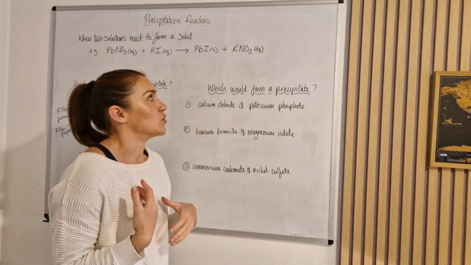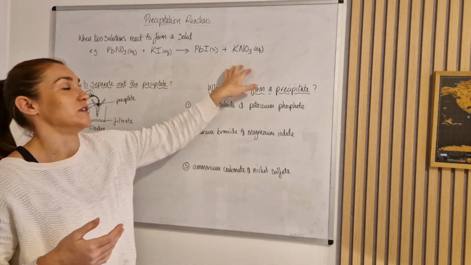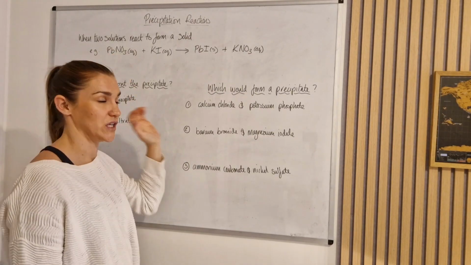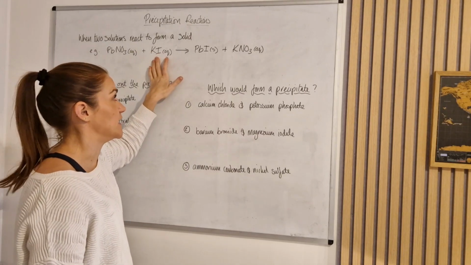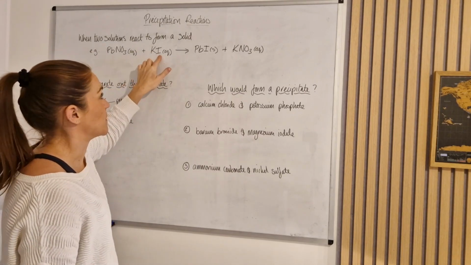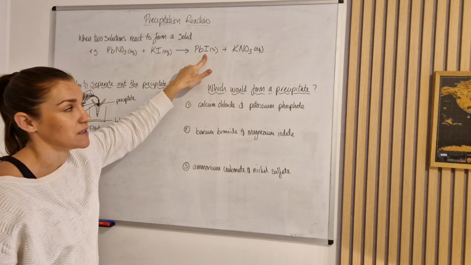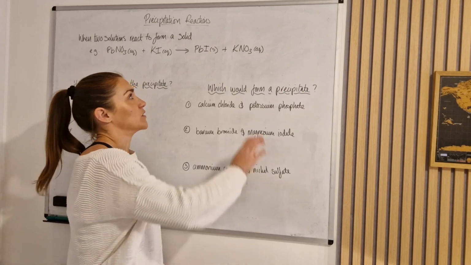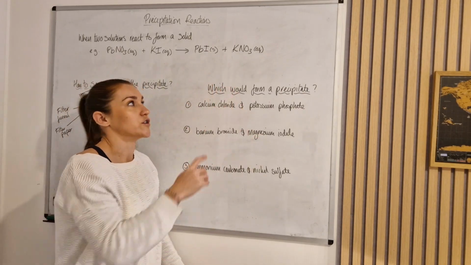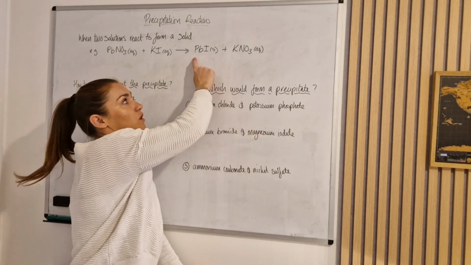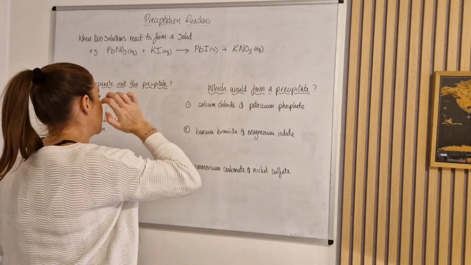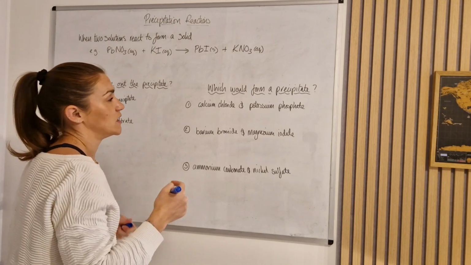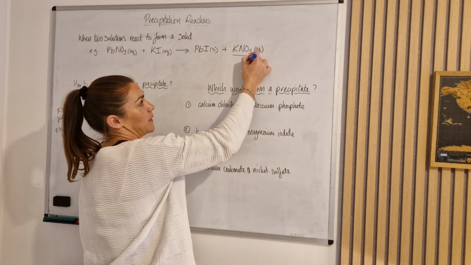Okay, so the actual reaction I was talking about there that you might have seen in school is where we react lead nitrate with potassium iodide. What happens is the lead pairs up with the iodide to make lead iodide, and the potassium pairs up with the nitrate to make potassium nitrate. Now the lead iodide is insoluble in water, so it ends up being a solid, which is our precipitate. The potassium and the nitrate ions, as potassium nitrate, are soluble, so they stay in solution, and they are known as the spectator ions.